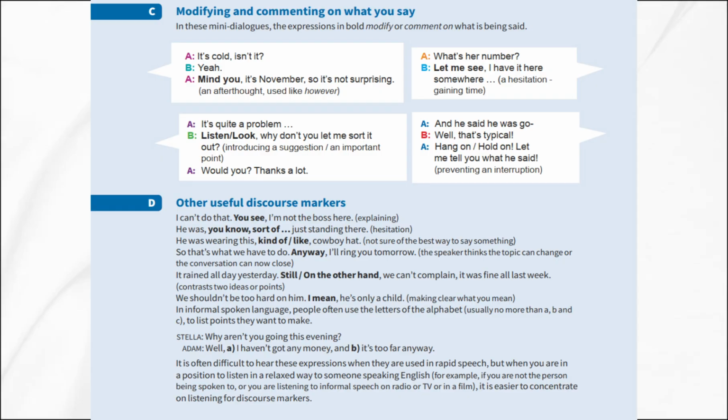If someone asks you for information and you need a moment to think, you might say, "Let me see, I have it here somewhere." This is a classic hesitation marker. It simply buys you some time to gather your thoughts.